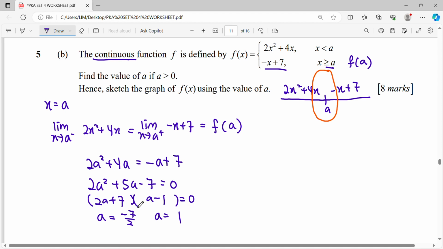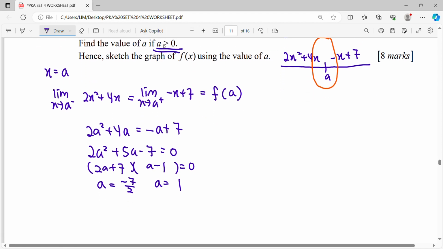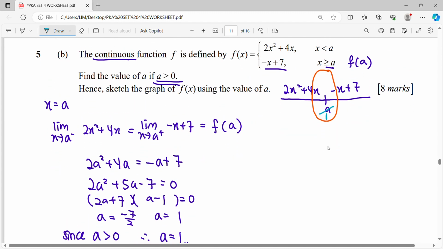So are both answers accepted? The question already gives a condition: a has to be a positive value. It means we only accept a equals 1. In other words, your point here is 1. Coordinate 1. So here, x equals 1.